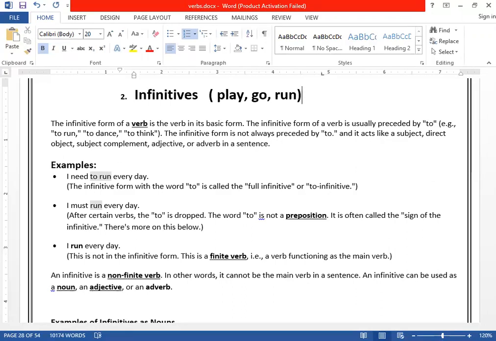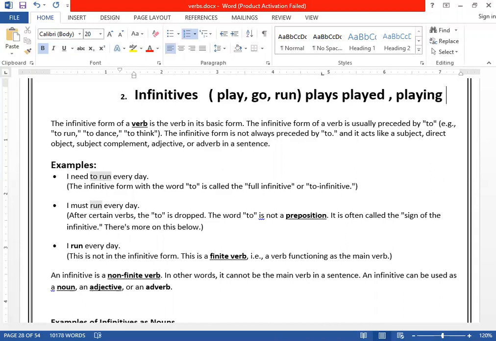Infinitive does not take S, ES, IES, ING, or ED, D, IED, etc. Clear? You cannot say plays. We cannot call that infinitive. Infinitive is always the first basic form of the verb. You cannot say played, or playing. We cannot call those infinitive, so it's incorrect. As I said earlier, infinitive is the basic form of the verb. Infinitive does not take S, ES, IES, ING, ED, D, or IED, etc.